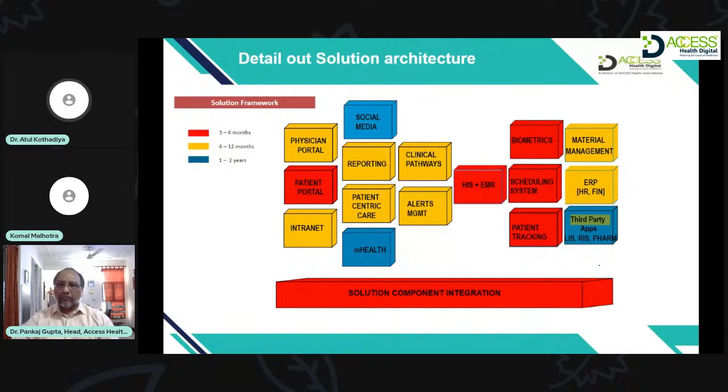the solution will be divided into different modules in different colors. So for example, all red modules can be deployed in 3 to 6 months. Yellow highlighted modules will be 6 to 12 months, and blue will be 1 to 2 years. Now, depending on the time being taken by the vendor, and also the priority given by the hospital, all these timelines can be decided and mutually agreed by both the parties. Can you move to the next slide, please?